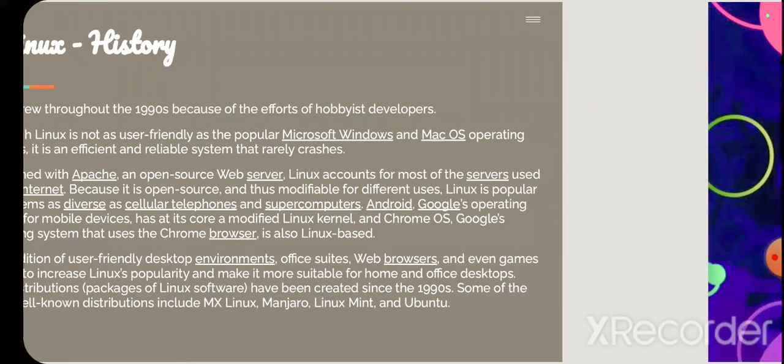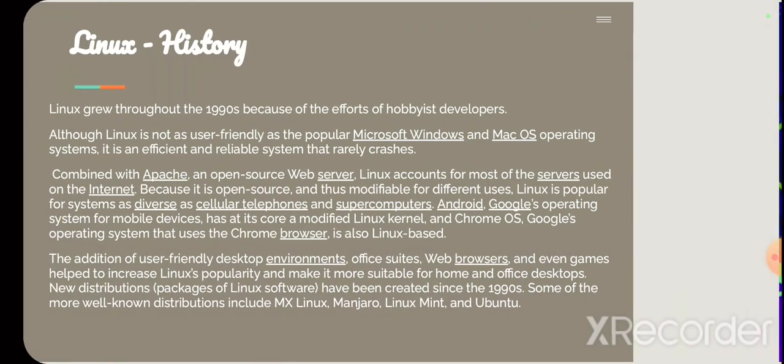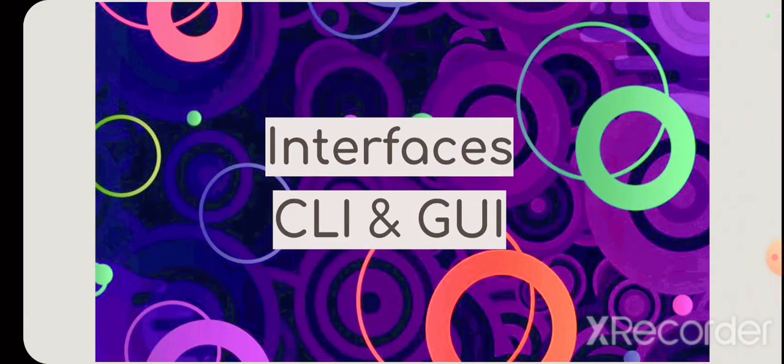So moving toward the interfaces. Interfaces can be CLI and GUI. CLI means you have to type in commands, and with GUI you are lucky, you just have to click, you would see the menus, and you would get to interact with menus, icons, like that.